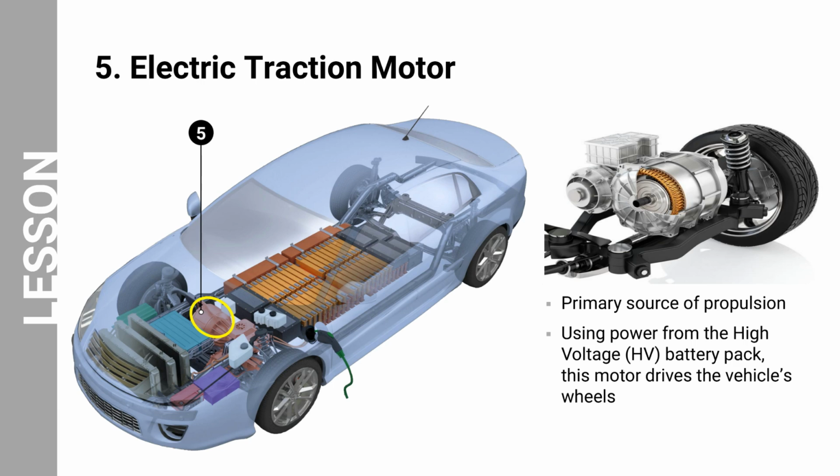The basic components of a BEV traction motor include a rotor or a rotating part and a stator or a stationary part. There are several different types of electric traction motors that are used in BEVs. The most common types are DC, AC, and induction motors.